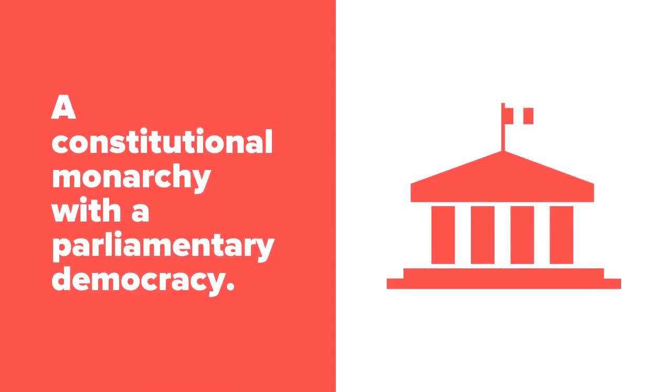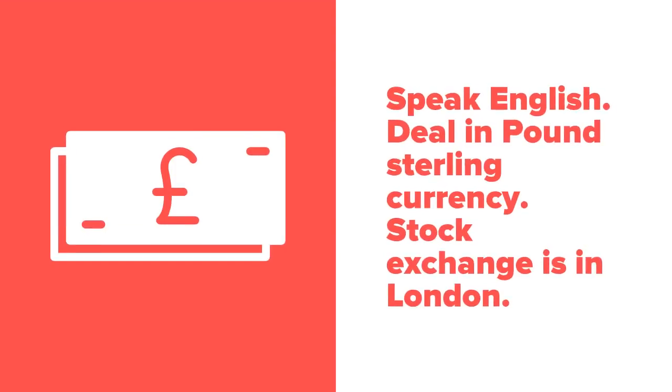The system of government in the UK is a constitutional monarchy with a parliamentary democracy. So the monarchy typically serve as figureheads, they're more of symbolic leaders, and the parliament does most of the lawmaking.